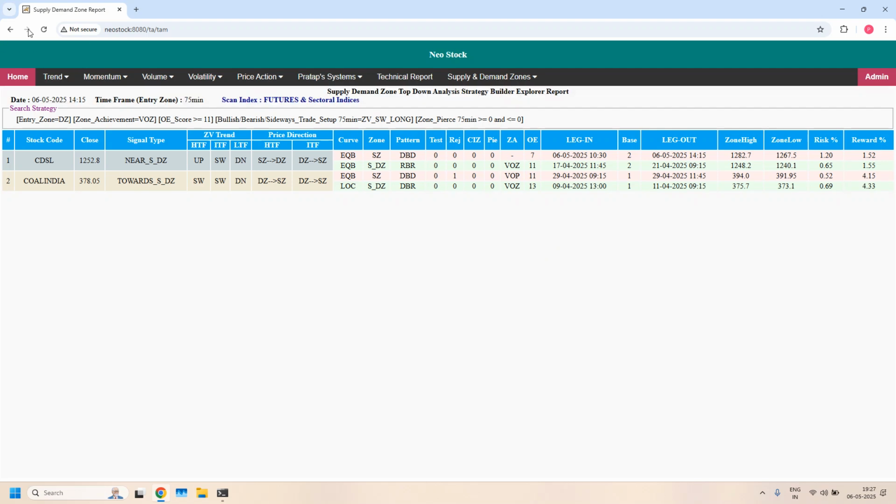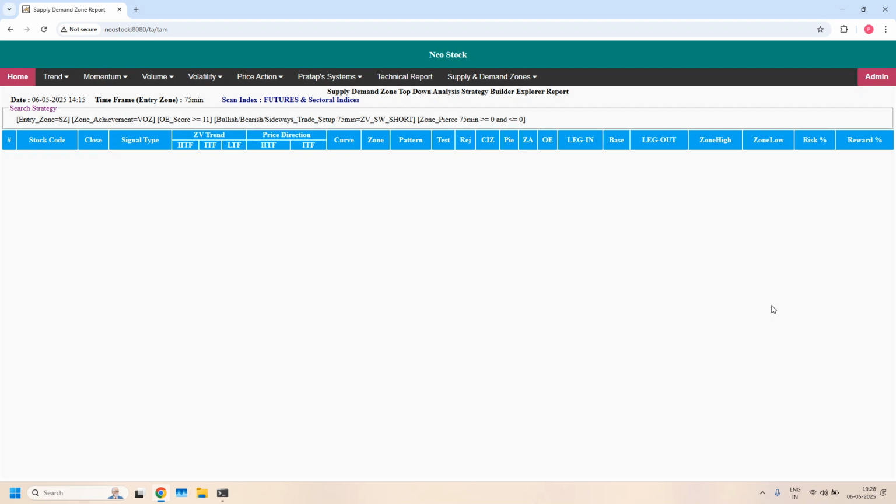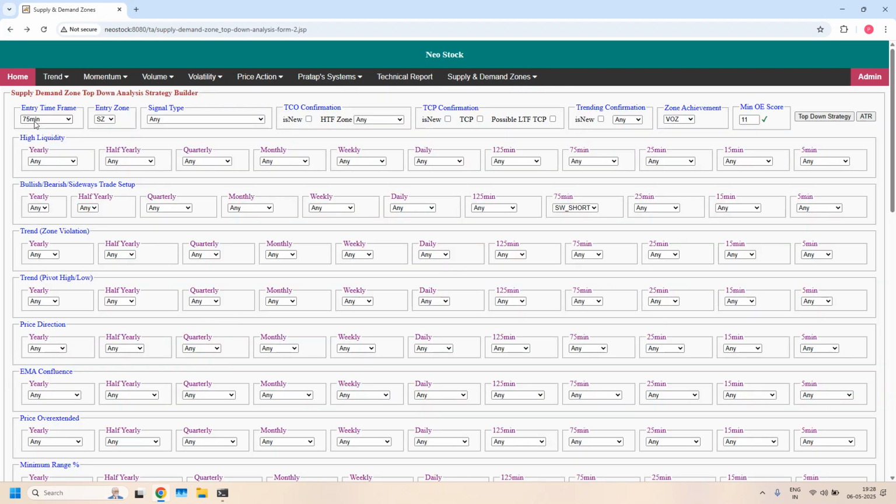Okay. Now I am going back. Now let us generate the sideways short trade setup. So entry zone supply zone, and also at 75 minutes bullish, bearish, sideways, I am selecting sideways short. Remaining filters are the same: VOZ, minimum odd and enhancer score, and pierced zone. But this time these filters are applied to the 75 minutes supply zone. Let's filter. So we don't have any stocks.